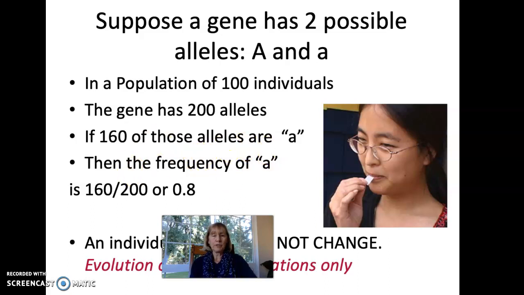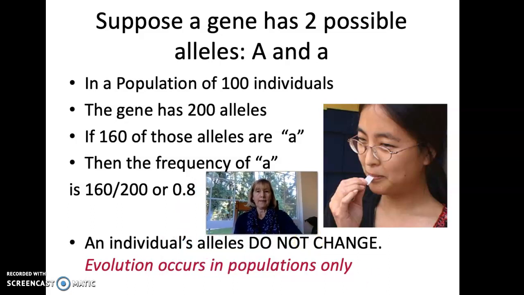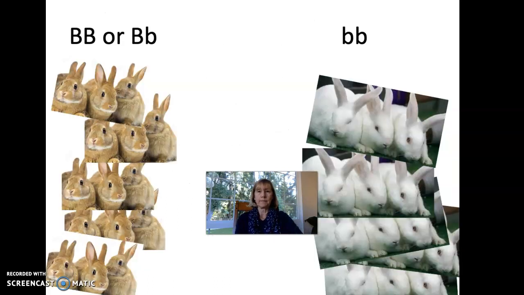So it's important to think that, or know that an individual's alleles don't change. It's in a population that it changes, because you leave offspring that don't have the little a, and the next generation leaves offspring without the little a, and little by little you would have a shift in that frequency.